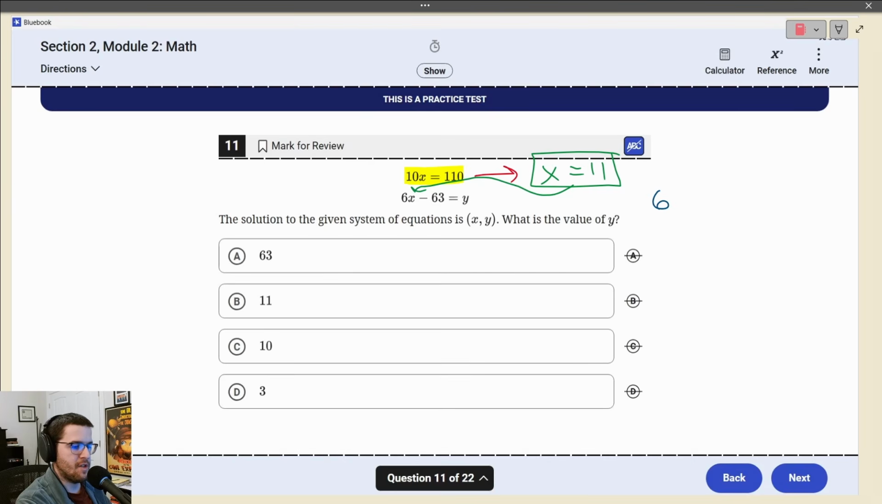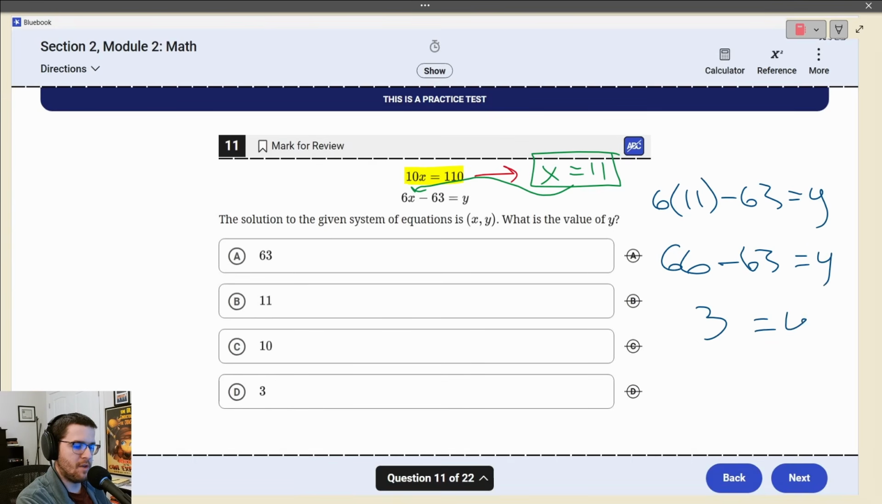So we have 6 times 11 minus 63 equals y. 6 times 11 is 66 minus 63 equals y. So we get 3 equals y. And that is choice D. We could also do this question entirely on Desmos, so let's go do that.